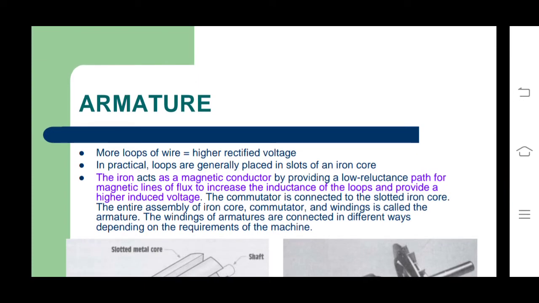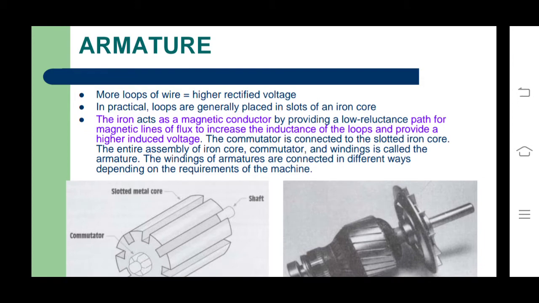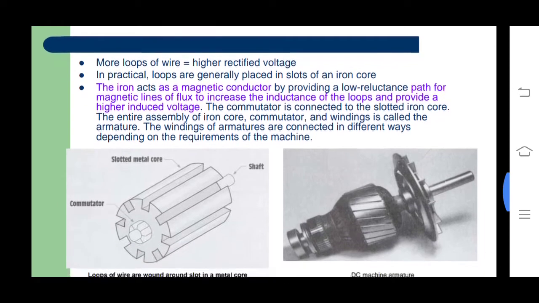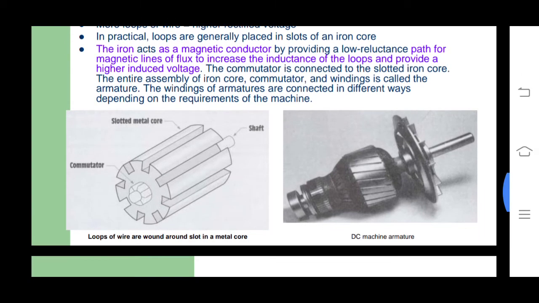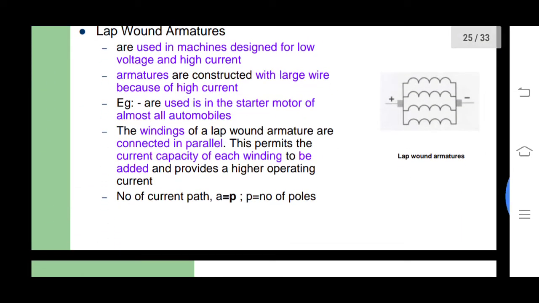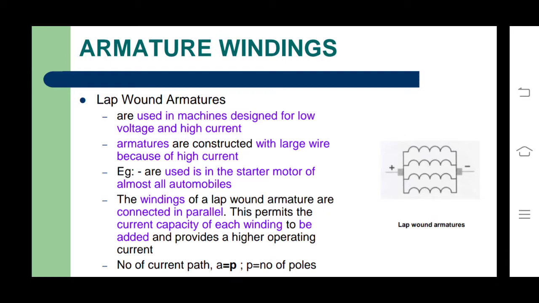Armature. More loops of wire give a higher rectified voltage. In practice, loops are generally placed in slots of an iron core. The iron acts as a magnetic conductor by providing a lower reluctance path for the magnetic lines of flux, to increase the induced voltage of the loops and provide a higher induced voltage. So this completes the construction.